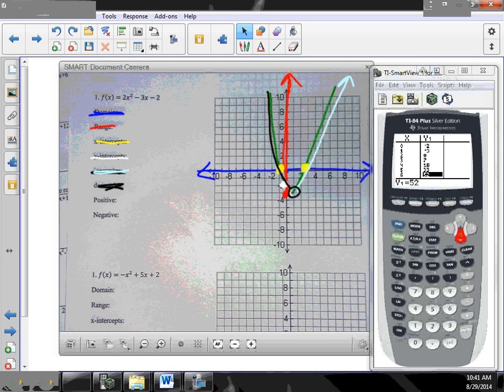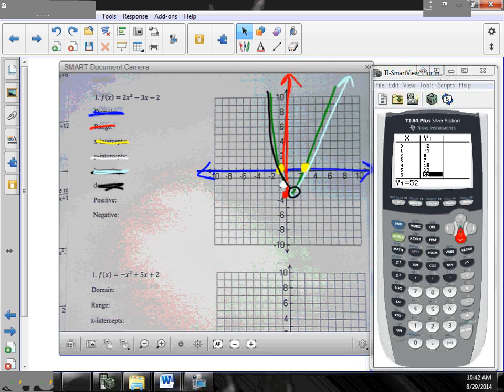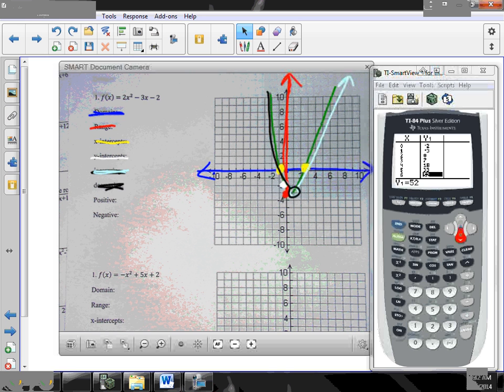Okay. The last two are pretty simple. When is the graph positive? So we're looking at the y values. When are the y values positive? Everything above the x-axis. Those points on the x-axis, are they positive or are they negative? Or neither. 0 is neither positive nor negative.